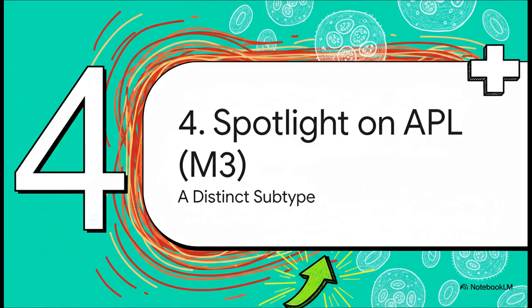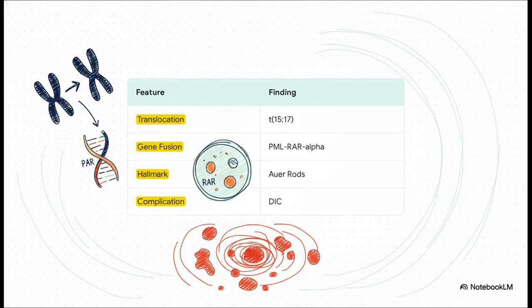All right, let's switch gears and put a spotlight on a very, very special subtype, acute promyelocytic leukemia, or APL. You absolutely 100% need to know this one, both for your exams and for your practice. Why? Because it's a true medical emergency, but it's also one of medicine's biggest success stories. This table is basically your cheat sheet for APL, everything you need is right here.